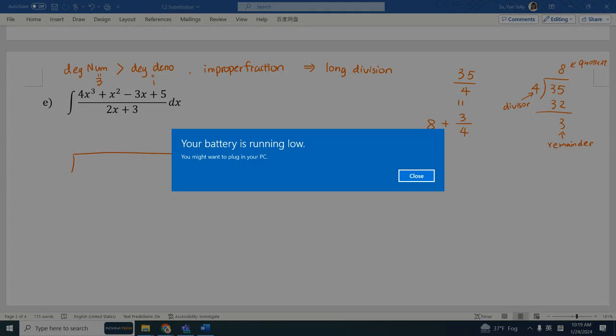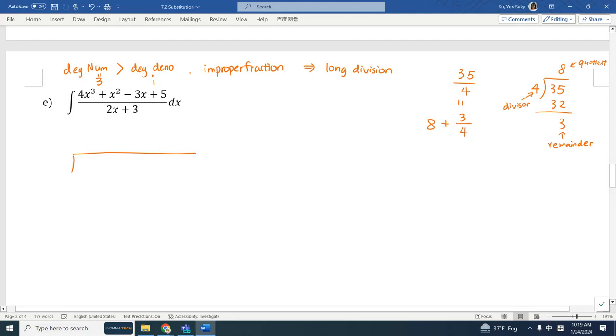I need to remember charging my laptop. You gotta set a reminder. Yes. Okay.